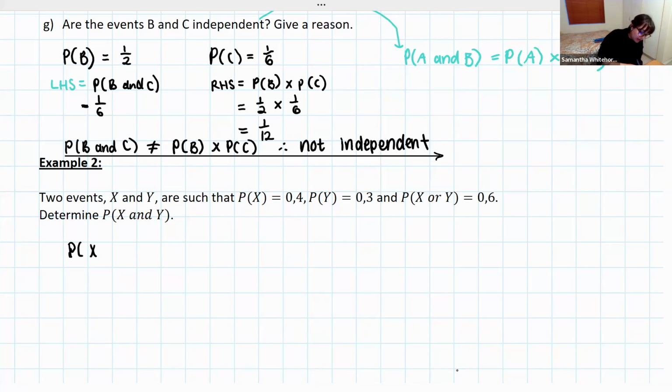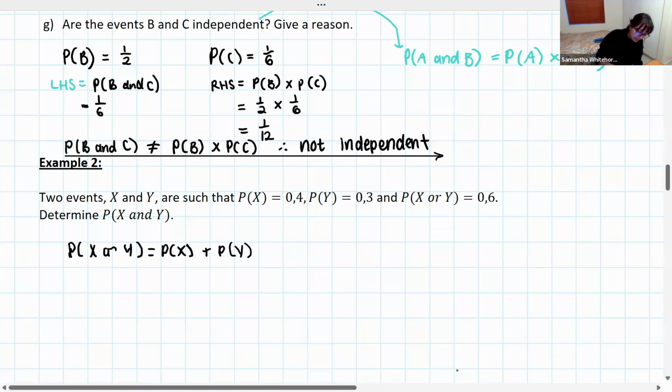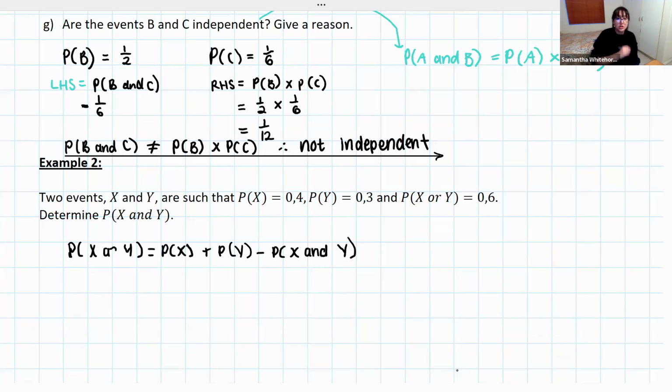So the probability of X or Y is equal to the probability of X plus the probability of Y minus the probability of X and Y. Okay, again, this is on your formula sheet. You do not need to know this off by heart. But now you just substitute in what you know.